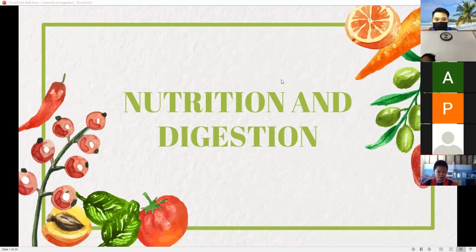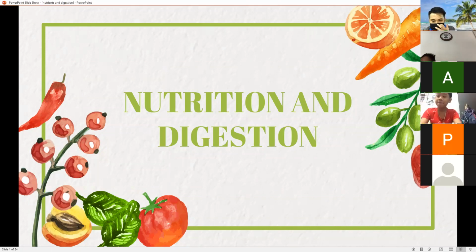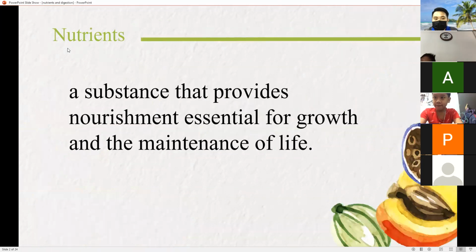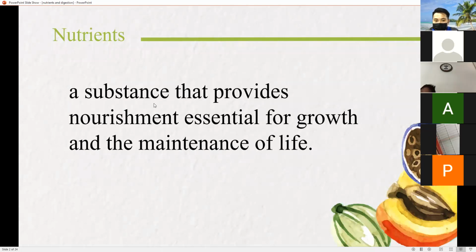Okay. So first, nutrition and digestion. In nutrition and digestion, we have the nutrients. So what is the meaning of nutrients? It is a substance that provides nourishment essential for growth and the maintenance of life. So we can get nutrients from the food that we eat. Okay. Do you like to eat food?